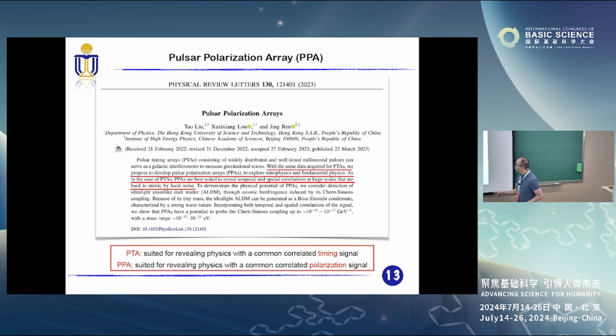And as in the case of pulsar timing arrays, pulsar polarization arrays are best suited to reveal temporal and spatial correlations at large scales that are hard to mimic by local noise. That is, the pulsar timing array is suited for revealing physics with the common correlated timing signal, and the pulsar polarization array is suited for revealing physics with the common correlated polarization signal.